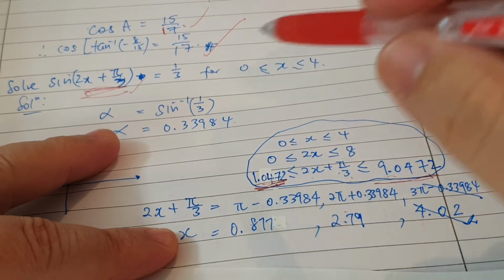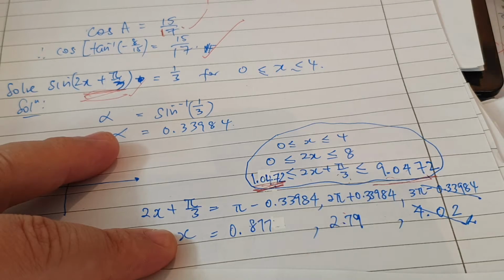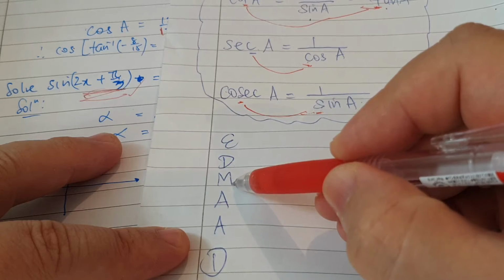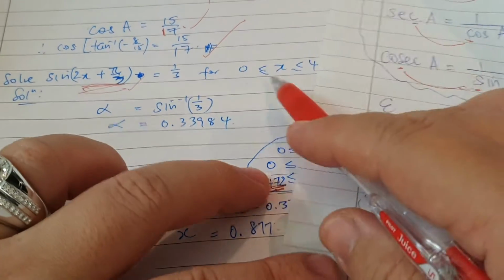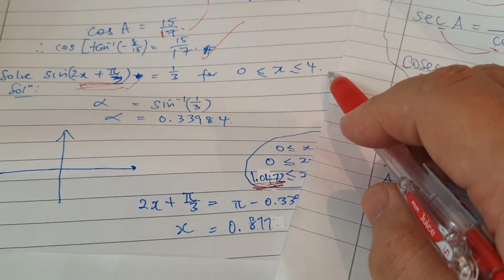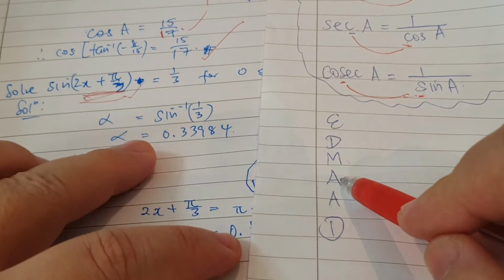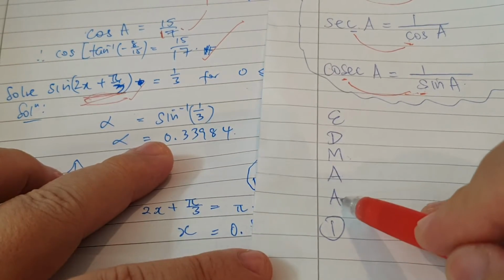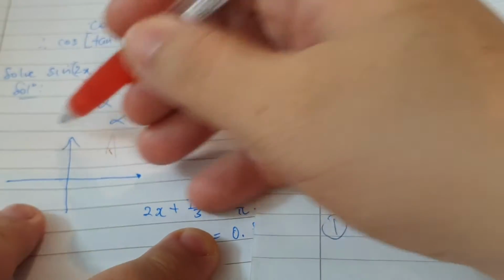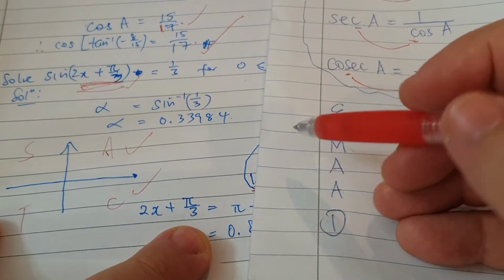we are going to now... E done already, D done already. Mode. You see, now here no degree, right? That means it's radian already. That means it's 0 radian, this is 4 radian. Okay? Then alpha done already. Then ASTC. Okay, let's do the ASTC. We want the sign to be positive. So where should it be? Here and here, okay?